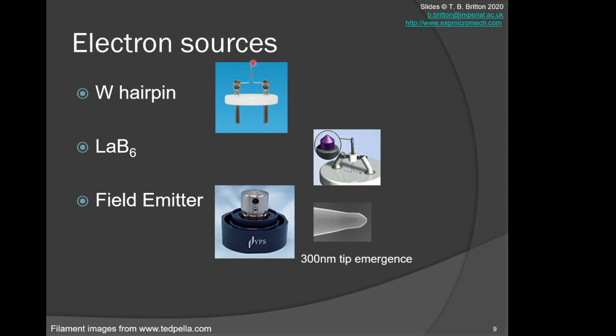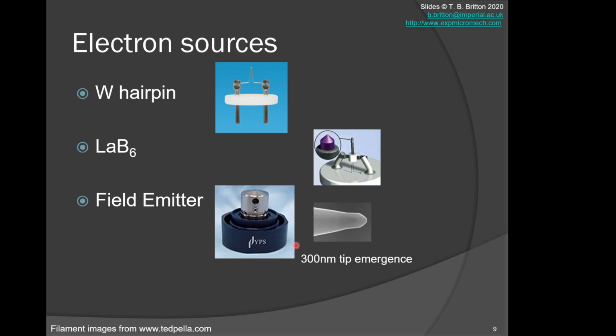So the cheapest form of source is a tungsten hairpin, very similar to an old-fashioned light bulb. We effectively have a low work function material that is heated to relatively high temperature, effectively by applying a current through it. And then we can rip off the surface electrons by effectively having an anode just below this. We can have the similar setup, and now we have a lanthanum hexaboride, an LaB6 crystal, that effectively has some slight benefits with regards to the size of the initial source and also the probe current.